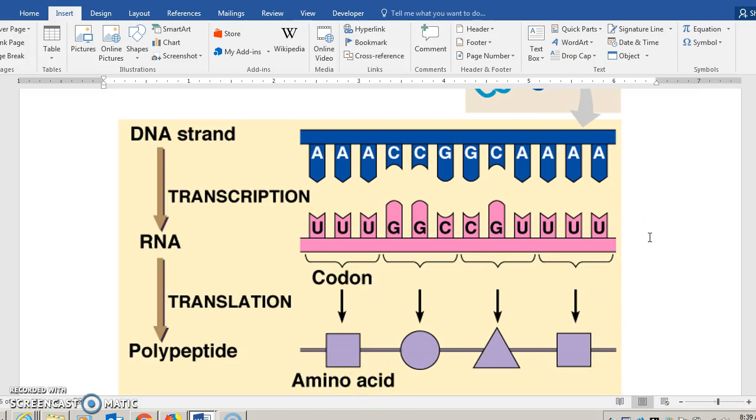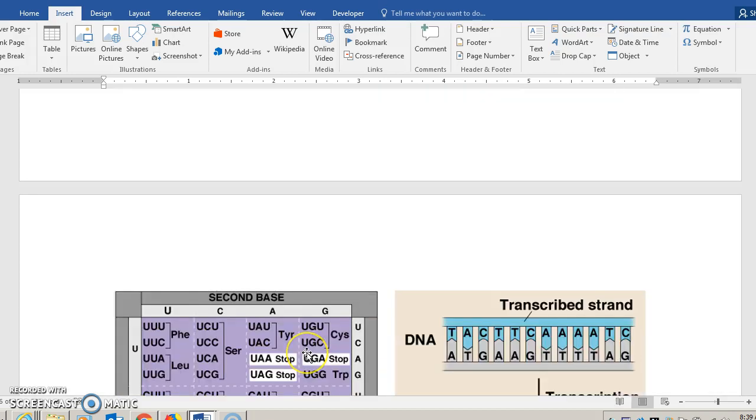There is some redundancy in the code, so that different 3-letter codons can code for the same amino acid. It's just not shown here. There are over 60 different codons and only 20 different amino acids found in most organisms. And so these amino acids are joined together eventually in translation and protein synthesis to form a polypeptide.